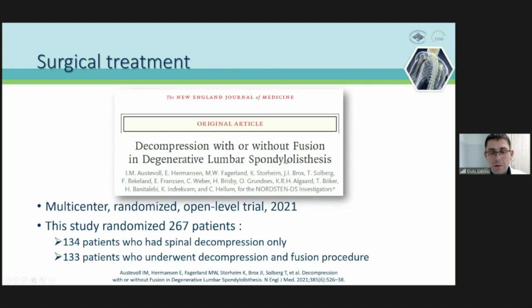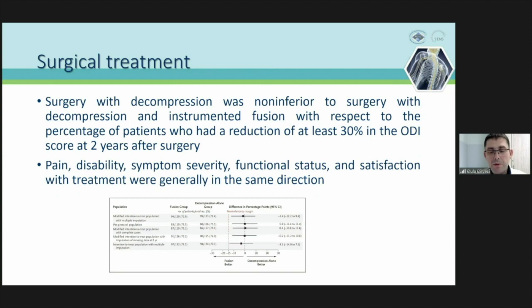The second analysis, this year in the New England Journal of Medicine, published the results of the NORDSTEN multi-center randomized open-label trial. Respecting the inclusion and exclusion criteria, the study randomized 2,067 patients. Results show that surgery with decompression was non-inferior to surgery with decompression and instrumented fusion with respect to the percentage of patients who had a reduction of at least 30% in the ODI score at 2 years after surgery.